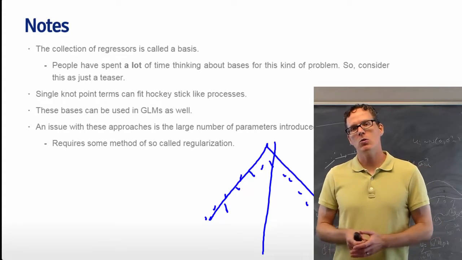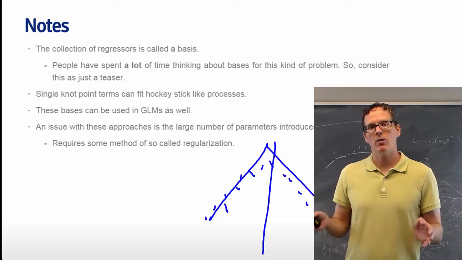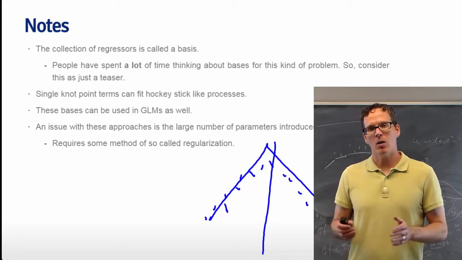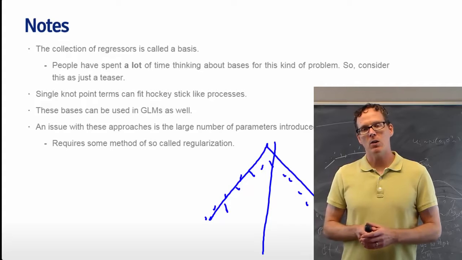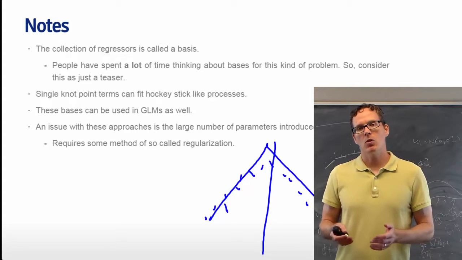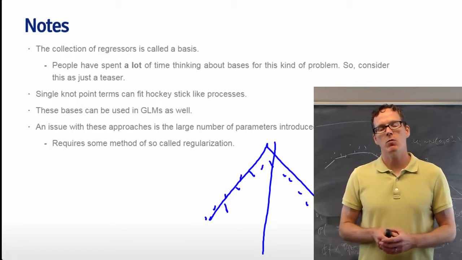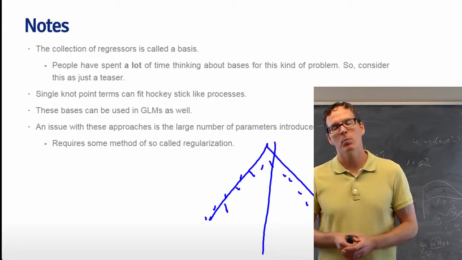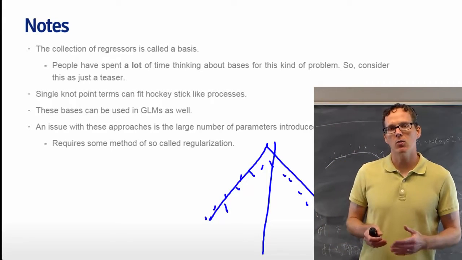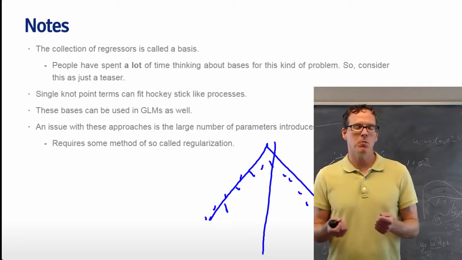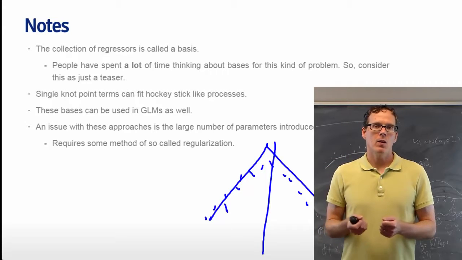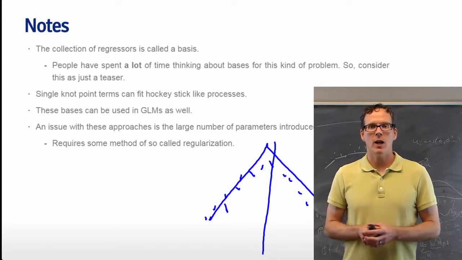So the modern solution to this problem is to put in lots and lots and lots of knot points and add a so-called regularization term. The regularization term will penalize the coefficients from the knot terms, the spline terms, will penalize larger coefficients. So it keeps the number of parameters in check.